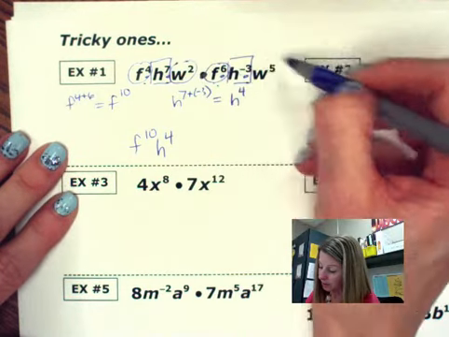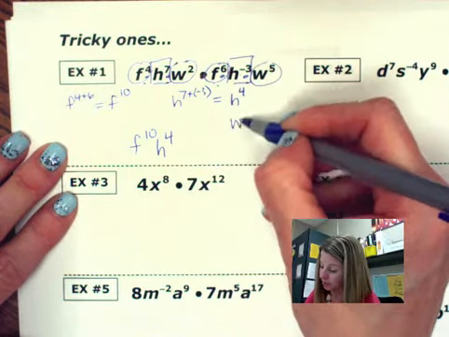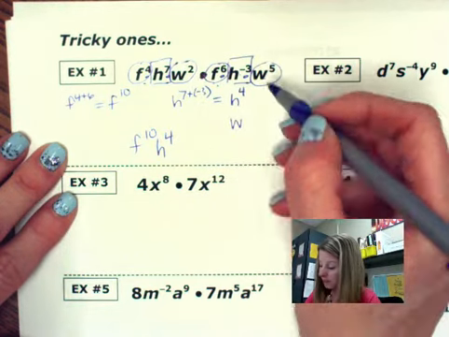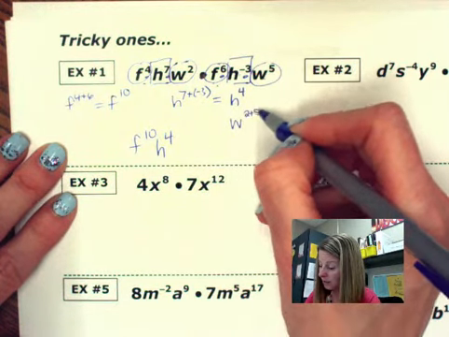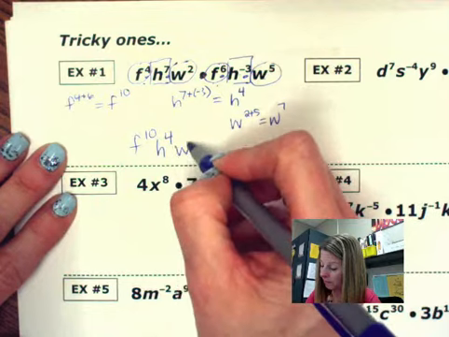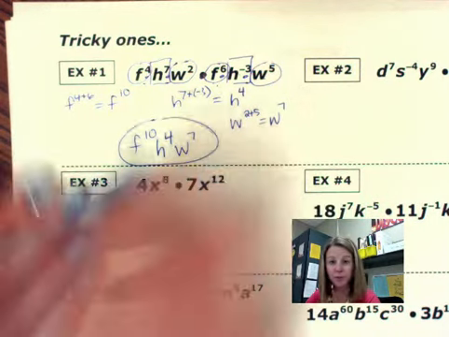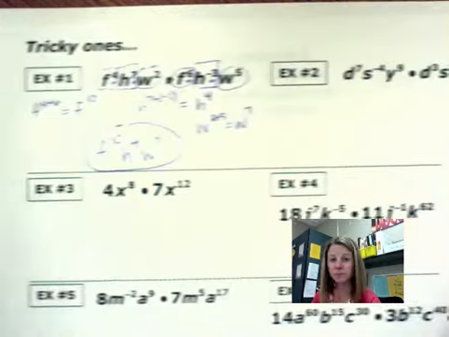And then here's w and w. So I have w to the 2nd times w to the 5th. That's w to the 2 plus 5, w to the 7th. Final solution. Okay. All right.